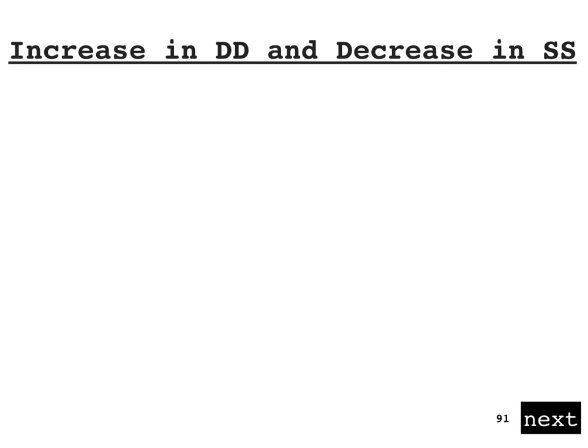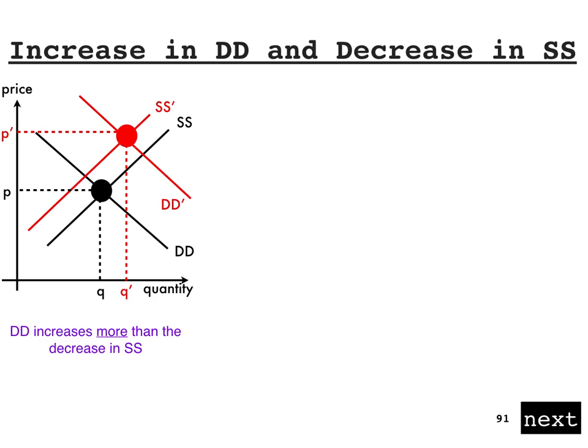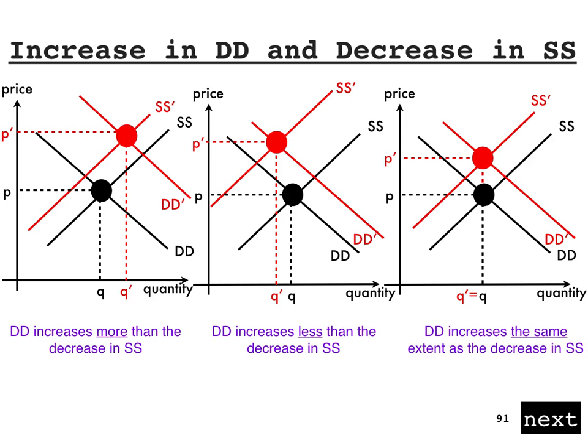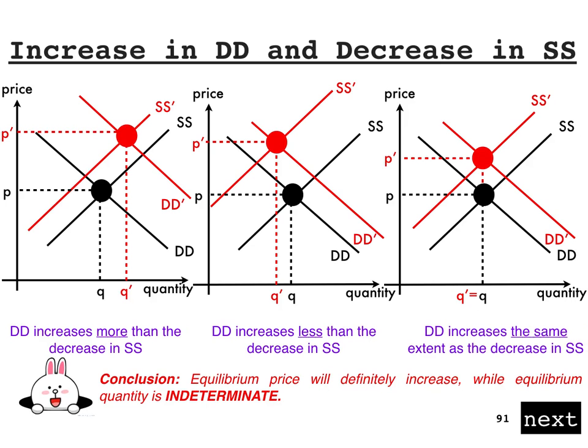Now you can take some time to complete the diagrams on page 33 and 34 and compare them to my answer right now. On page 33, we have an increase in demand and a decrease in supply. The diagram that you should have drawn is this. And the conclusion that you should be able to draw is that equilibrium price will definitely increase, but equilibrium quantity is actually indeterminate because it depends on the extent of shifts of the demand and supply curves.